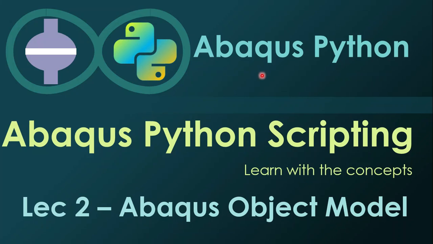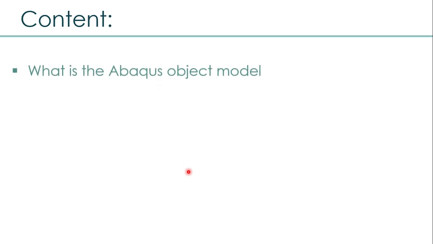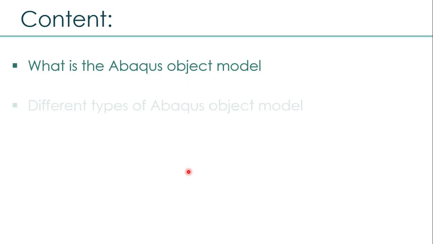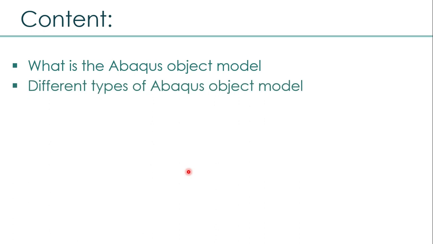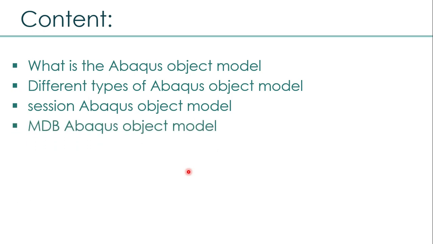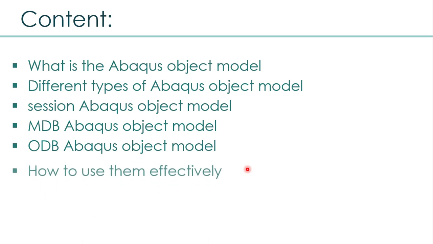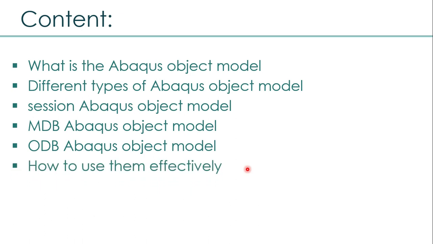This is the lecture series on Abaqus Python scripting, learn with the concepts. This is the second lecture, and in this lecture we will learn what are Abaqus object models. So let's get started. First of all, we will study what is an Abaqus object model. Then we will study the different types of Abaqus object models available in Abaqus CAE. Next we will see each of these Abaqus object models one by one, and at the end of this lecture we will see how to use these different object models effectively.